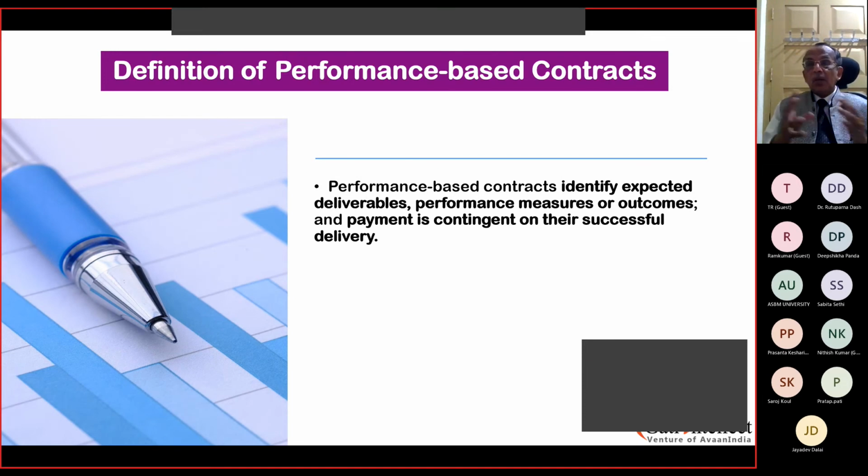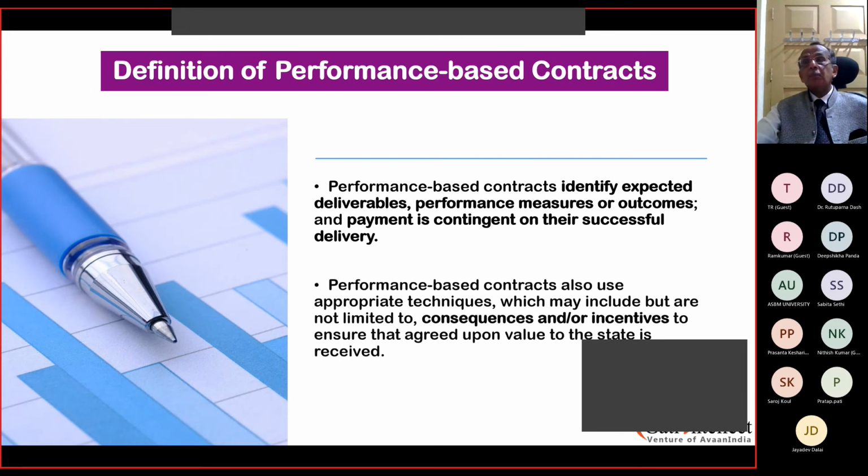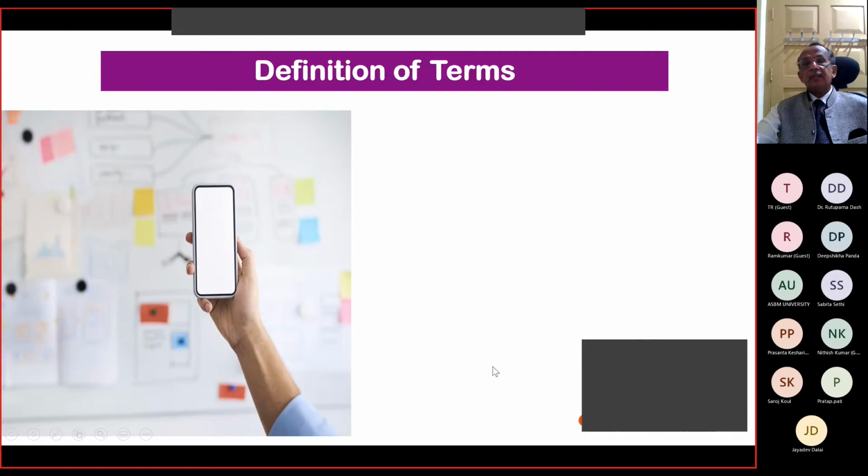This is going to become popular in India very soon. Some of the companies have already started doing this, because once you establish this, it's easy to manage the contract. The performance management itself can be done in a much simpler and easier way. Performance-based contracts also use appropriate techniques, which may include but are not limited to consequences or incentives, to ensure that the agreed upon value to the state is received. Let's get more into it, then you will understand.